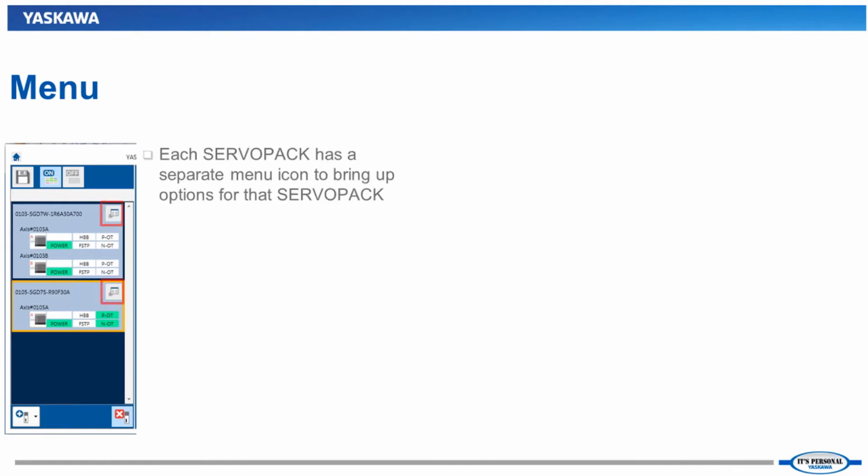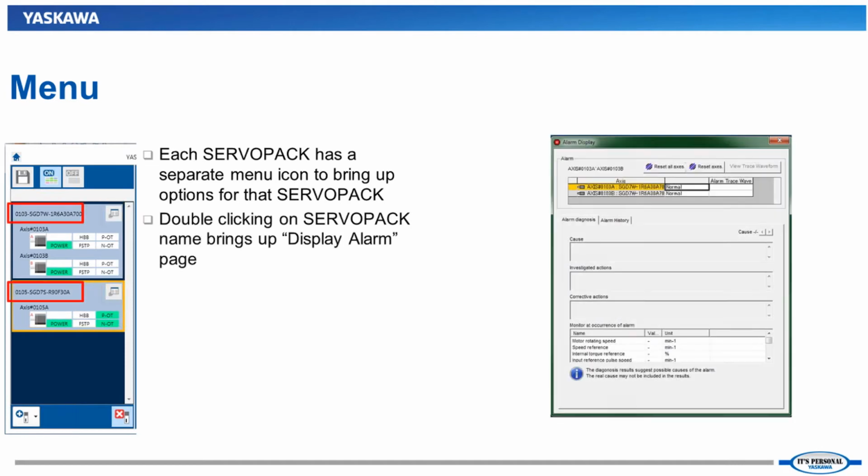So the menu, each ServoPack has its own separate menu, so you can be taking traces on multiple axes at once. Just a kind of a nice new feature. If you double click on the axis name, it'll bring you directly to the alarms tab. So those are pretty useful features, since a lot of the time you're using SigmaWin to do some debugging and troubleshooting.